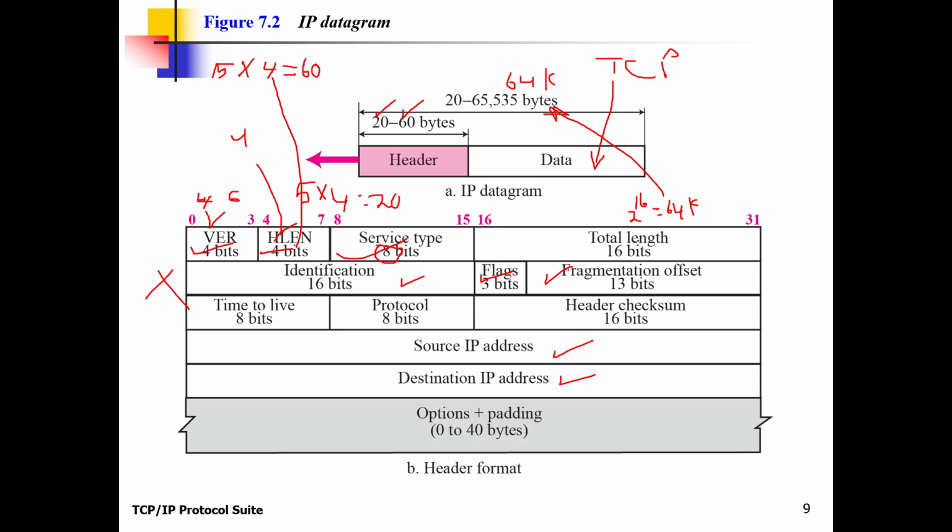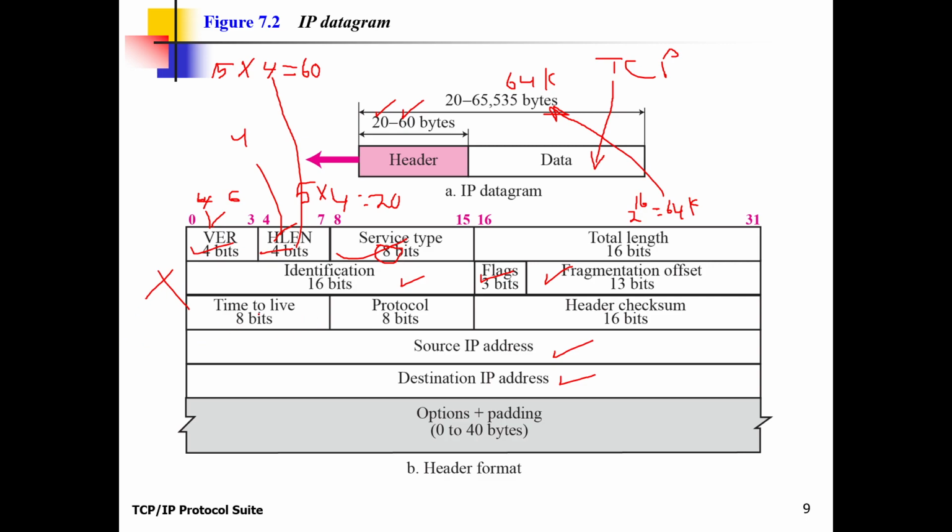Then we have the total length of the packet. The maximum length should be 64K. If I need to know the real data, I subtract the header length from this value. And then I have the identification, 16 bits, the flag, 3 bits, and the fragment offset. All of these are used for fragmentation. We'll talk about it later.